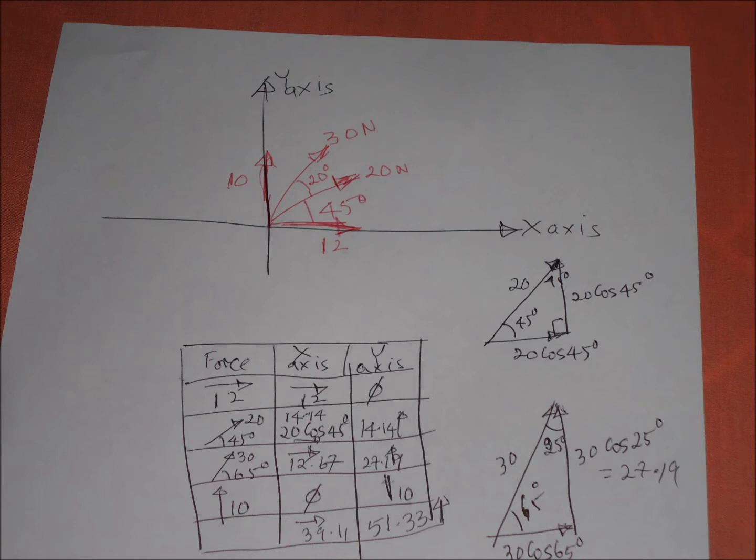So what is on the x-axis will be 14, and the y, the second component Q, will be the same because it is 45 degrees too, so an isosceles triangle, therefore it is 14.